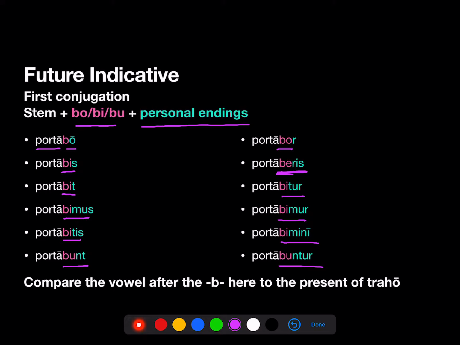That short vowel, usually it's an I, but it changes around quite a lot. It disappears before the O's, right? It changes to a U here, an E there. You can compare what happens to it here to what happens in the present indicative of traho, if you like.